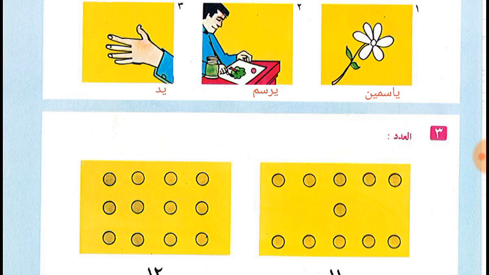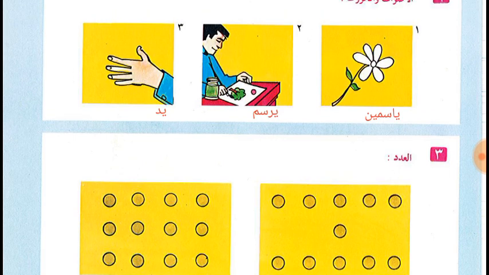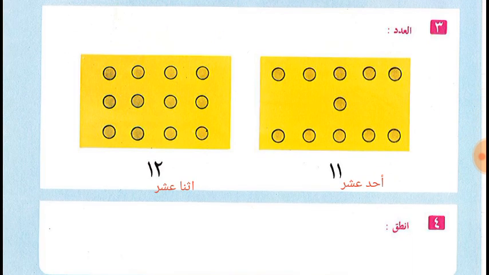Yasmin is a flower. It's a jasmine flower. In English, it is called jasmine. Okay. Yarsum. Drawing. Yes. Yarsum. Yartum. Hand. Correct. Then Al Adad.